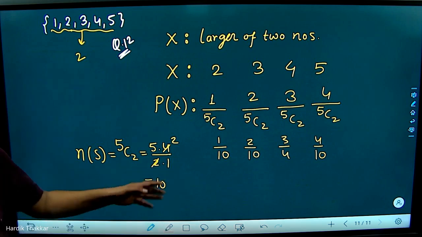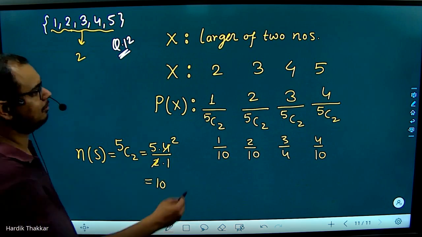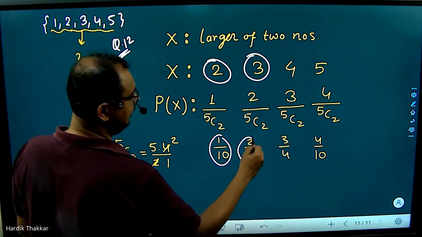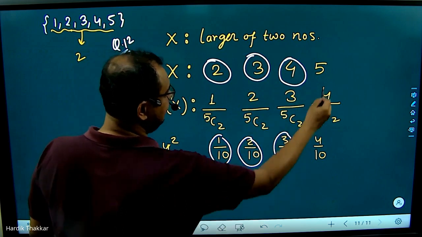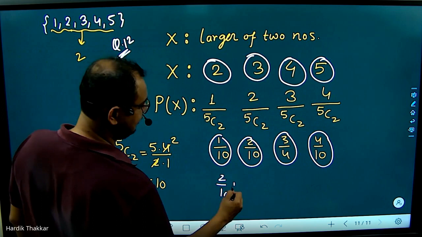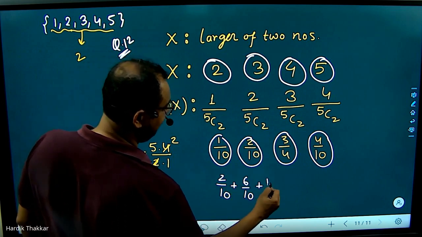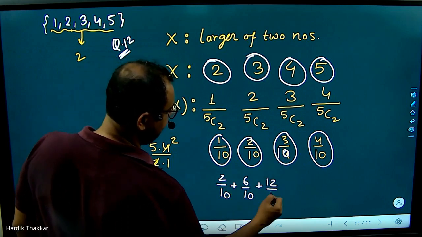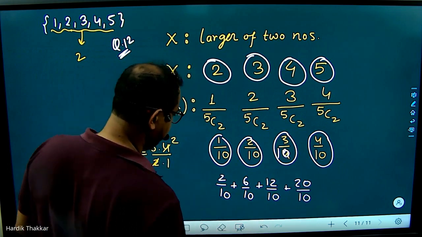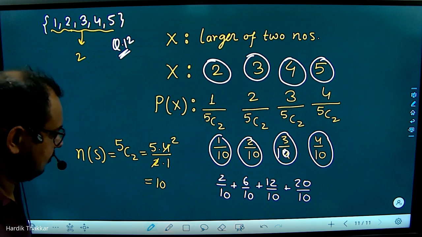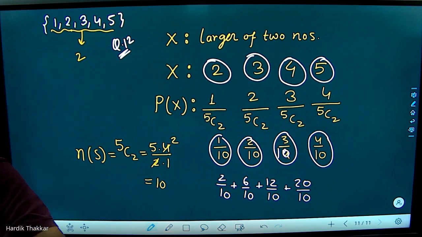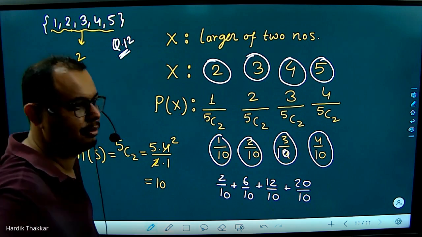Now further we have to calculate the mean. So just multiply each probability with its element and take the sum of this, and you will get the mean. So 2 upon 10 plus 6 upon 10 plus 12 upon 10 plus 20 upon 10. So you will get 4 as the mean, and further you can solve for variance also.